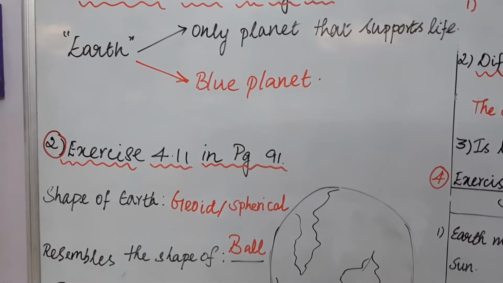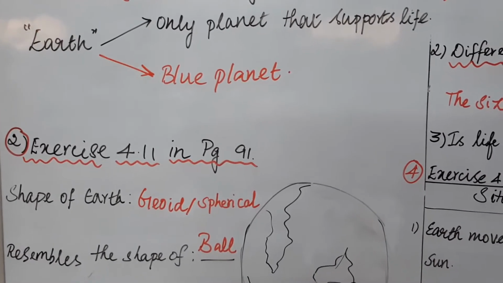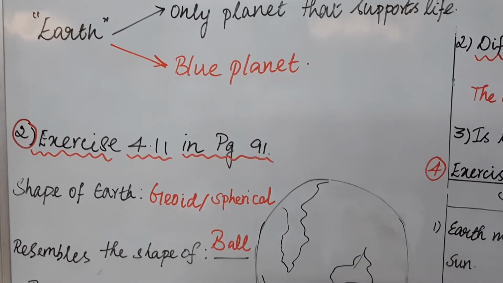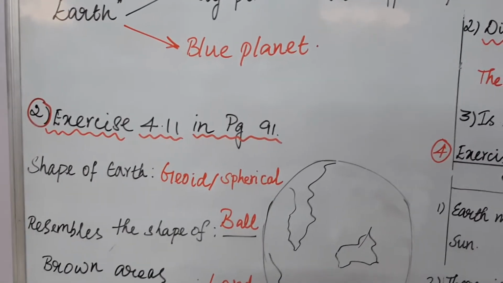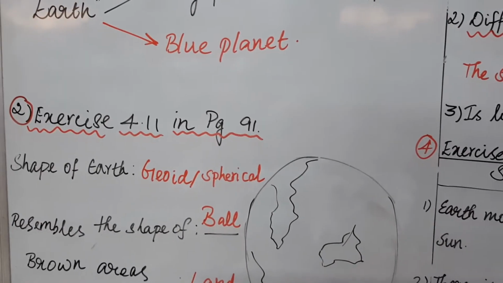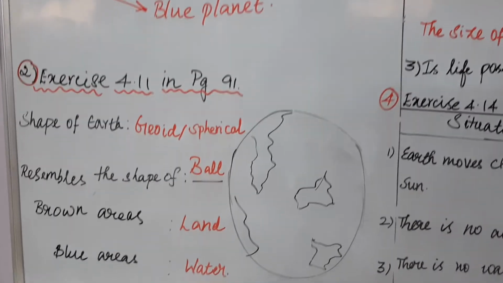What shape does it resemble? It resembles the shape of a plate or a ball. Of course, it resembles the shape of a ball. What areas does it represent? The brown areas represent land and the blue areas represent water.